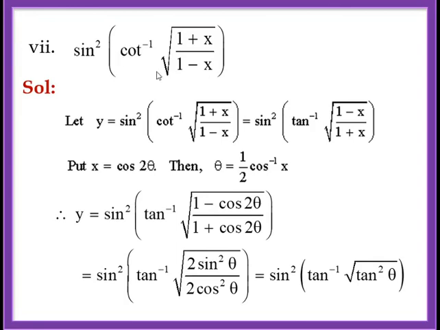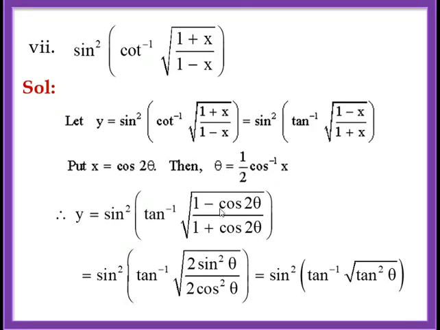Now the next one, y equal to sine square of cot inverse root of 1 plus x upon 1 minus x. Now cot inverse of x is tan inverse of its reciprocal. See, here it is root of 1 plus x upon 1 minus x. Now I have written root of 1 minus x upon 1 plus x. Clearly we go for x equal to cos 2 theta. So theta is half cos inverse x.